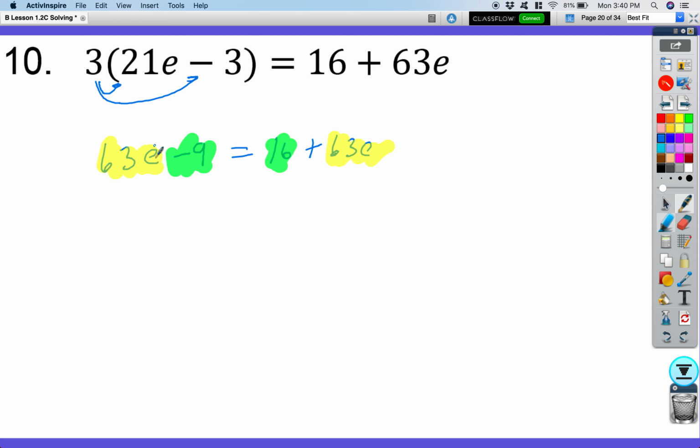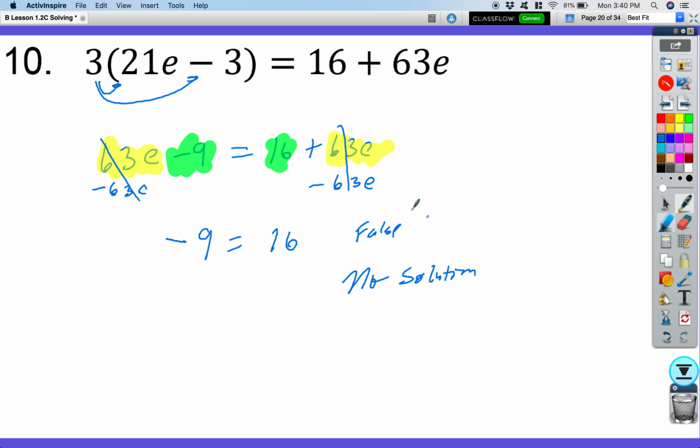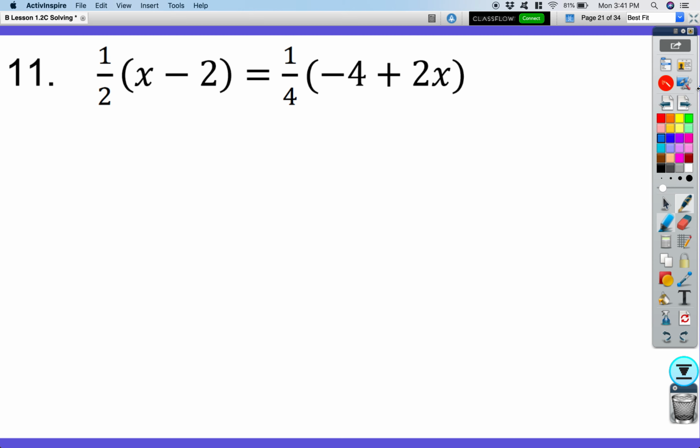If you still don't see that here, what you'd want to do is subtract 63e on both sides of the equal sign. Those would cancel, and I'd be left with negative 9 is equal to 16. That is a false statement, so that would be a no solution. And where it said justify, it's because the e's matched, but the constants did not. All right, moving on to the next one.